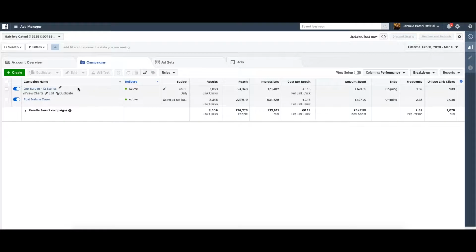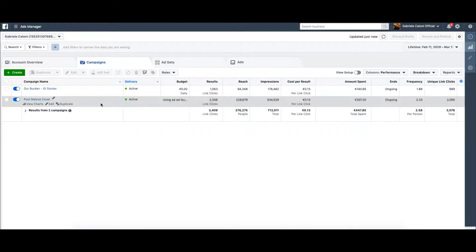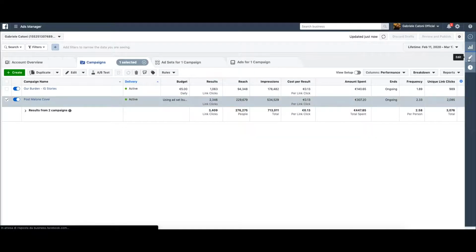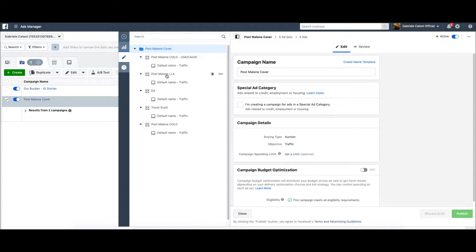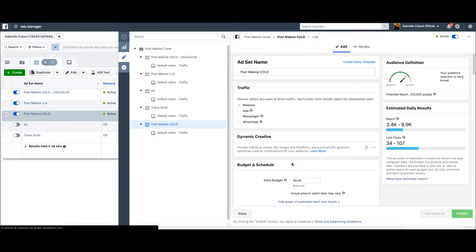Now let's dig into the business ad manager. So you see two campaigns. One is the retargeting campaign with his original song with only Instagram story placement, and the other one is the Post Malone cover.